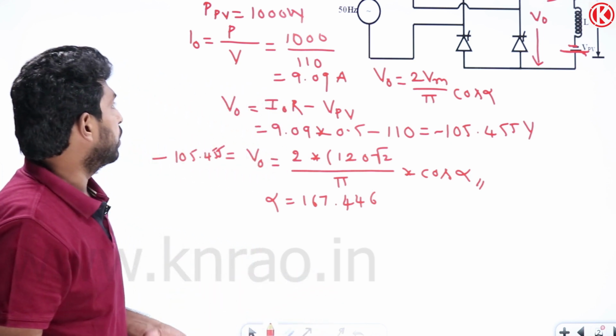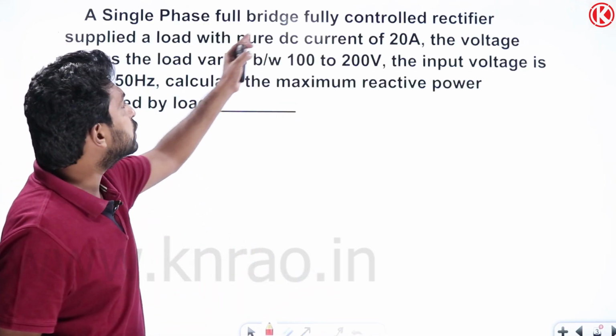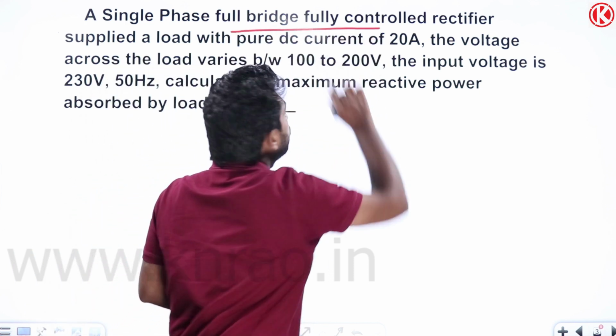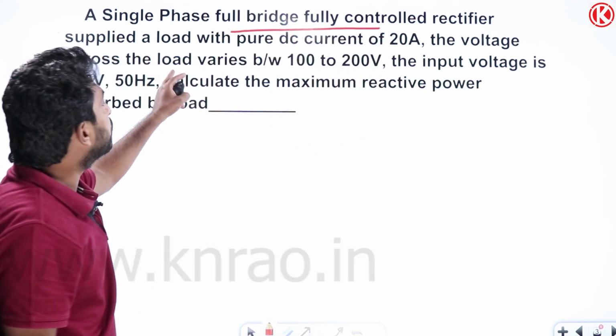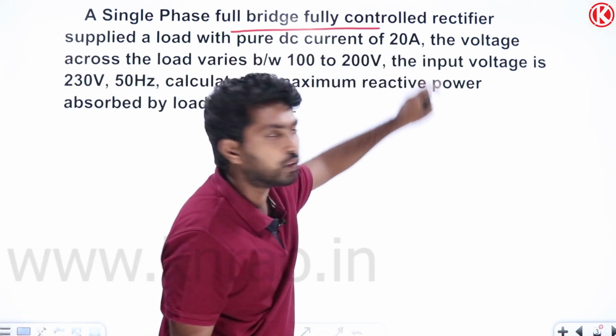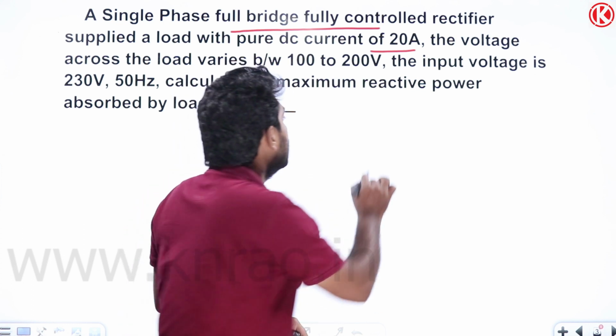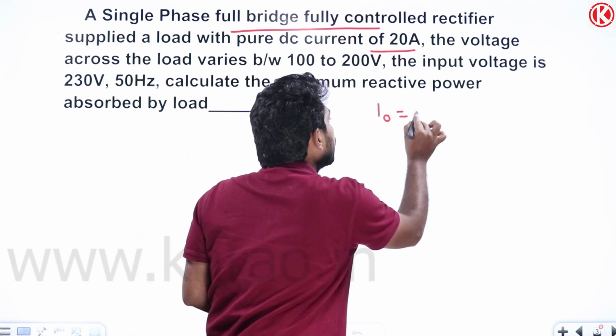So we'll solve the next problem. Here the problem is a single phase full bridge fully controlled rectifier. The output has a pure DC current of 20 amperes, which means it contains a constant current load, so I naught is equal to 20 amperes.